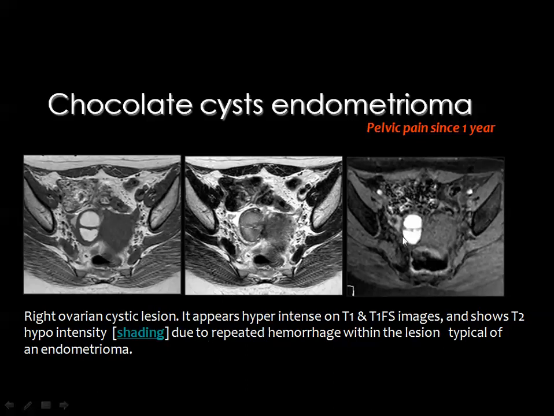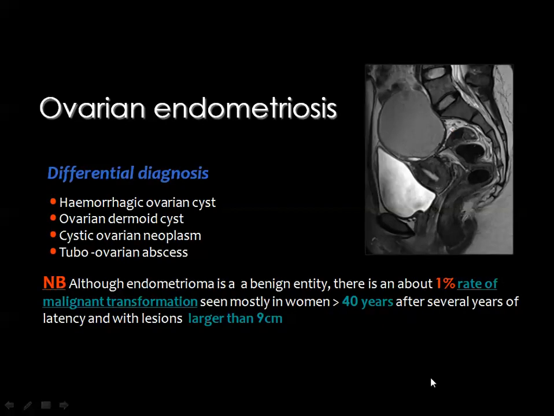While with fat suppressed images, the lesion is not suppressed, meaning that it contains blood, not fat. Then ovarian endometriosis can be easily discriminated from a hemorrhagic ovarian cyst by the drop-off signal in the T2 weighted image or by the shading sign. From ovarian dermoid cyst by the fat suppressed images, the fat in the dermoid will be suppressed; from cystic ovarian neoplasms and from tubo-ovarian abscesses, as I will mention later on.